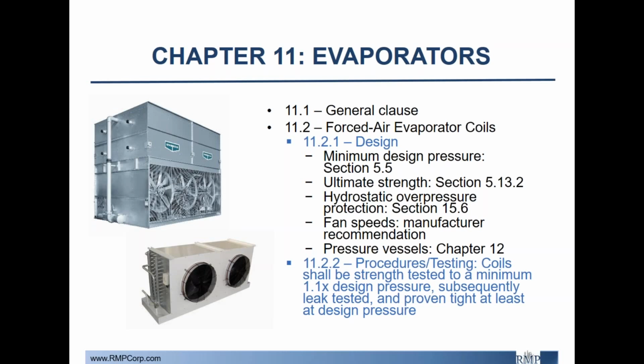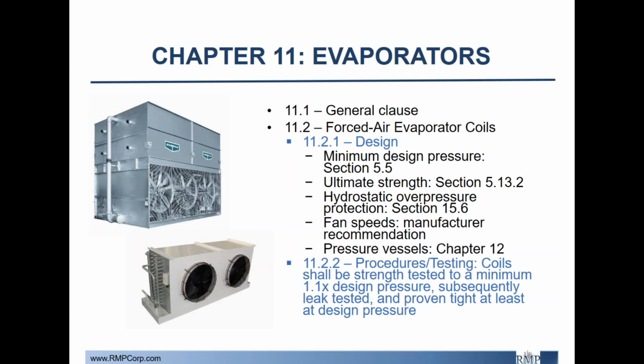The design code for forced air evaporator coils includes the minimum design pressure from section 5.5. That was covered in part 1, where we discussed what the design pressure requirements are for different types of equipment. That's the general information in the front in chapter 5.